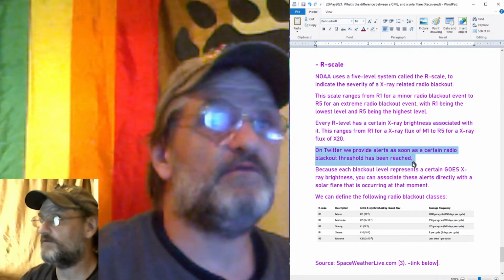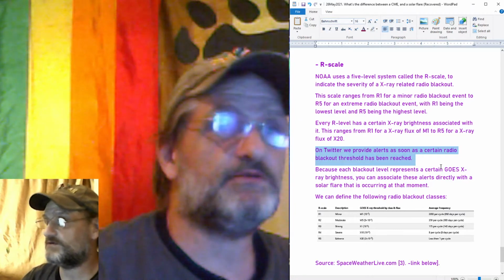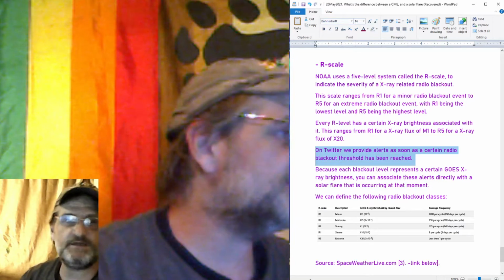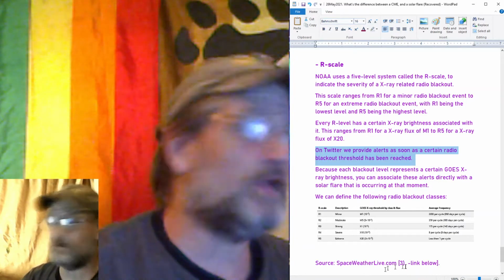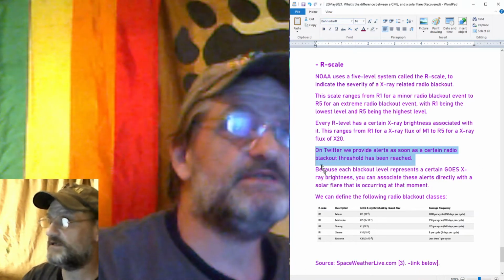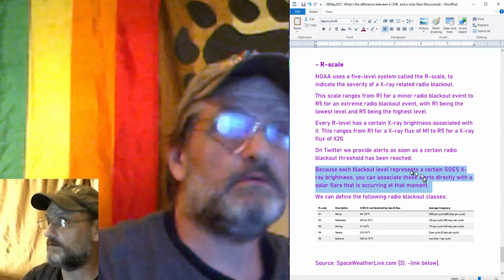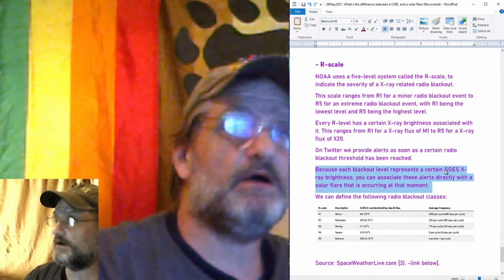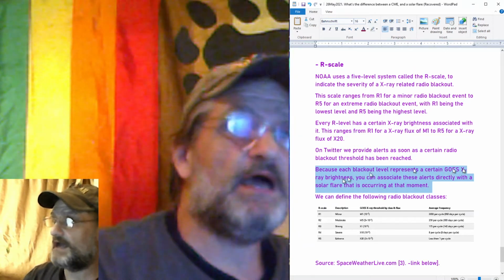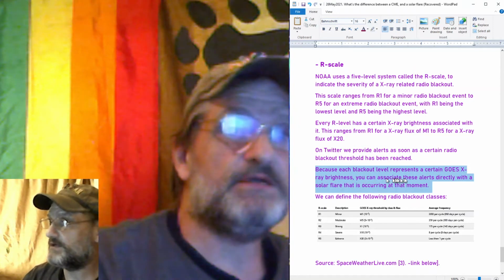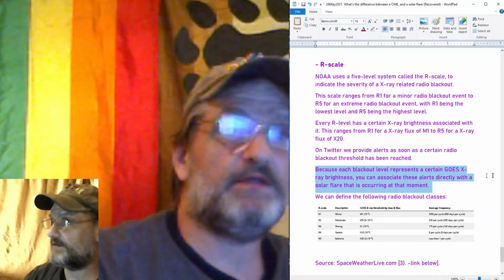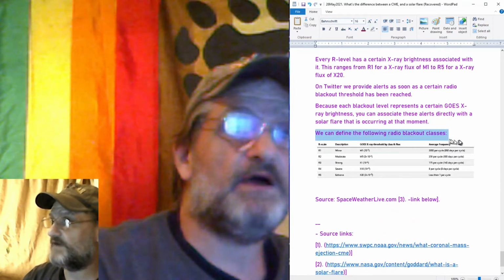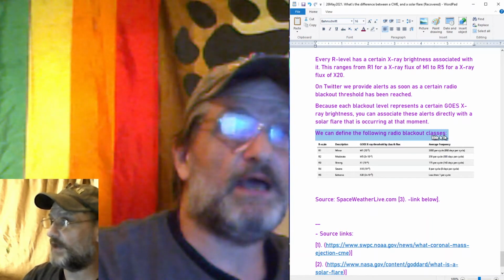On Twitter, we provide alerts as soon as certain radio blackout thresholds have been reached. Okay, and this is Space Weather Live, that link. Because each blackout level represents a certain GOES X-ray brightness, you can associate these alerts directly with a solar flare that is occurring at the moment. We can define the following radio blackout classes.